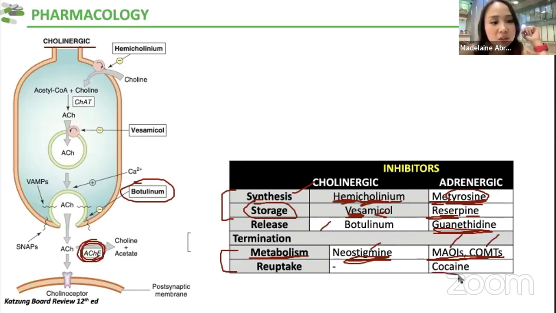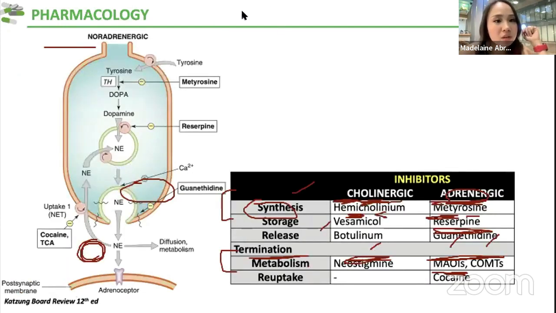And then lastly, your cocaine. Your cocaine targets the uptake. So ito yan, cocaine plus, okay. So memorize nyo to: cocaine and TCA.